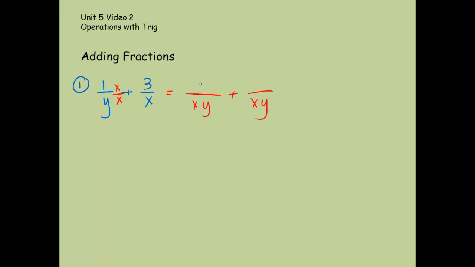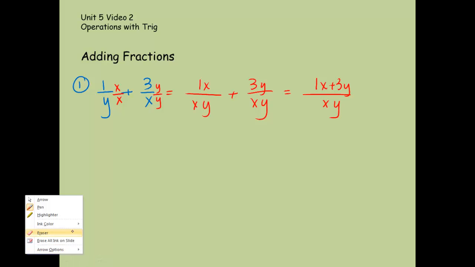So I get 1x. On this one, because I need a y in the denominator, I'm going to multiply by y over y, another fancy 1, because it does simplify to 1. So then this gives me 3y. To finish adding these together, now that they have common denominators, gives me 1x plus 3y. That's it. I don't want to simplify anymore. That's my final answer. So let's try another one.